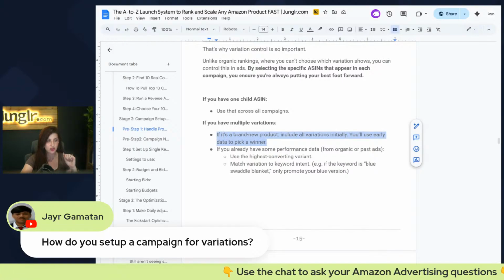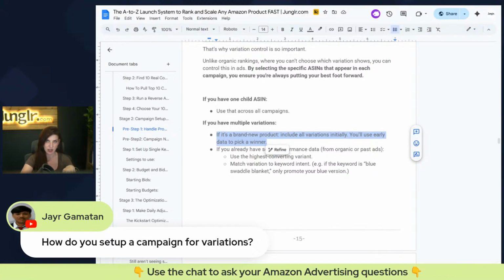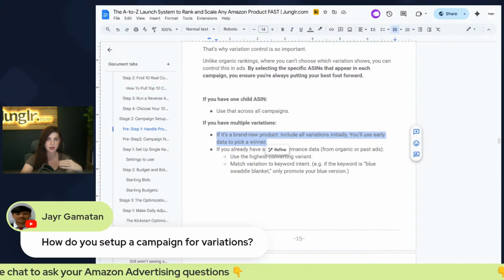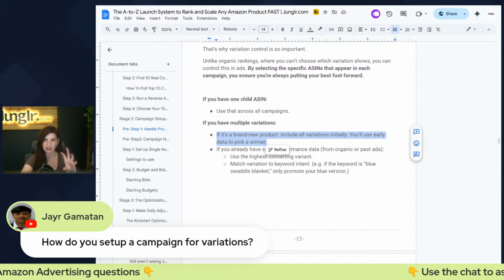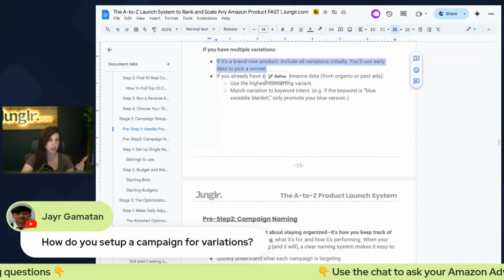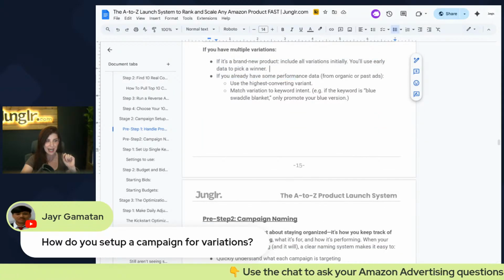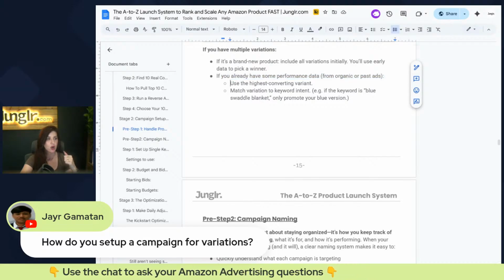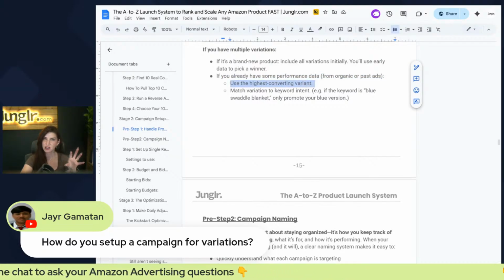And then you want to go back and evaluate those campaigns and say, okay, which of the variations in these campaigns is performing best and worst. Once you start to get that data feedback, you're going to start to pause the underperformers. If you already have some performance data, due to past organic sales or past advertising you're running, what we like to do is use the highest converting variations.